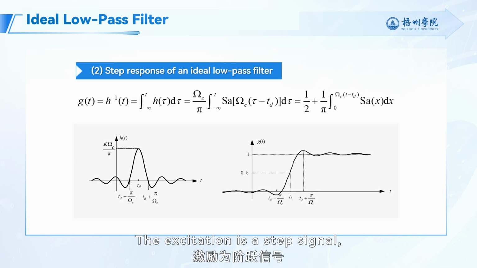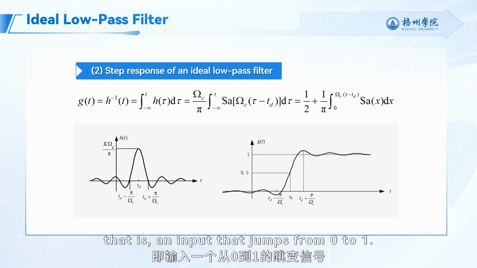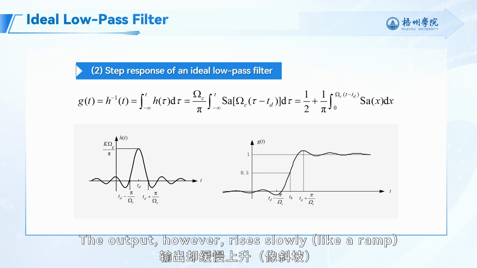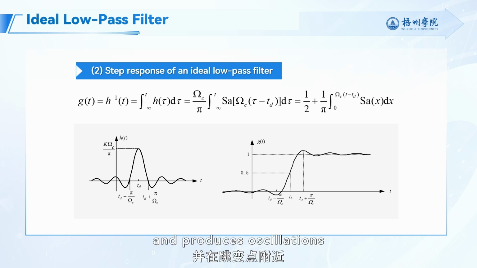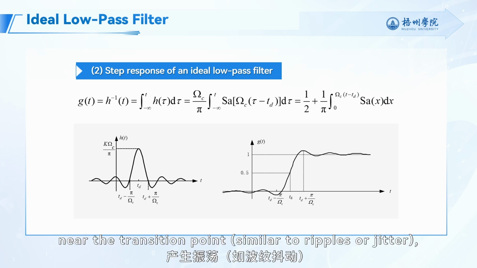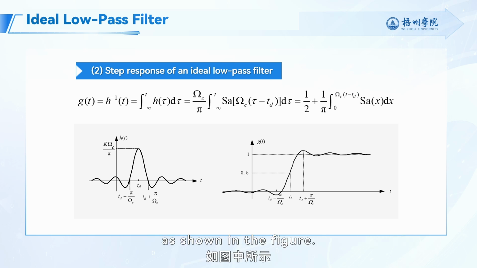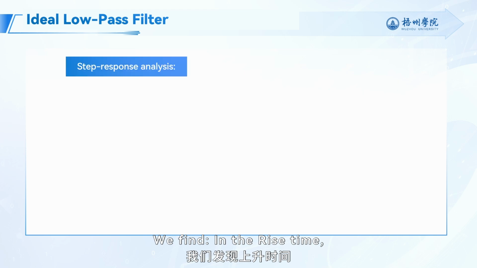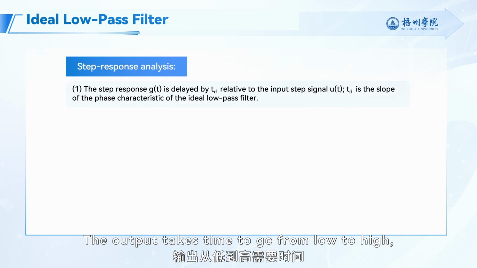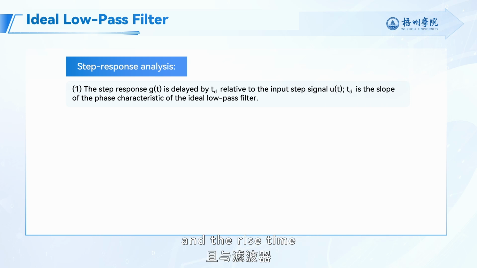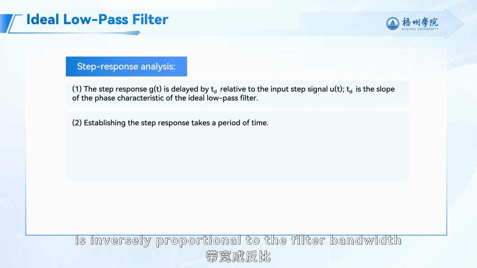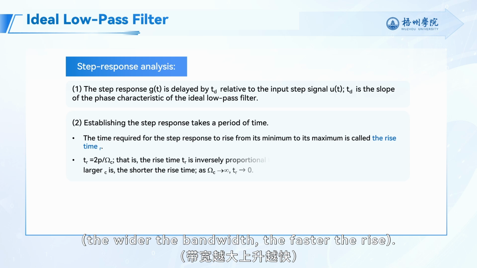The excitation is a step signal, that is, an input that jumps from 0 to 1. The output, however, rises slowly, like a ramp, and produces oscillations near the transition point, similar to ripples or jitter, as shown in the figure. We find, in the rise time, the output takes time to go from low to high, and the rise time is inversely proportional to the filter bandwidth. The wider the bandwidth, the faster the rise.